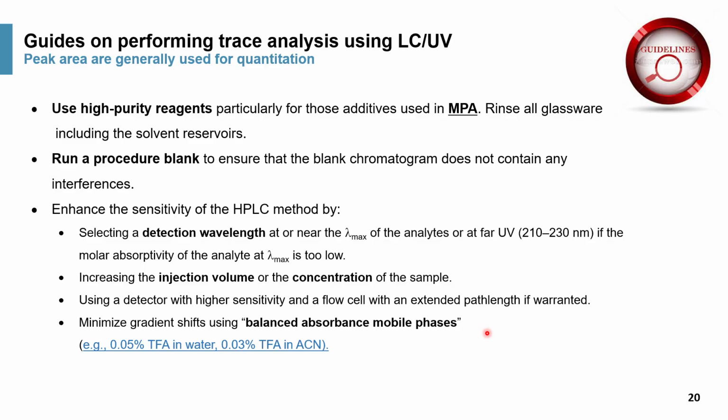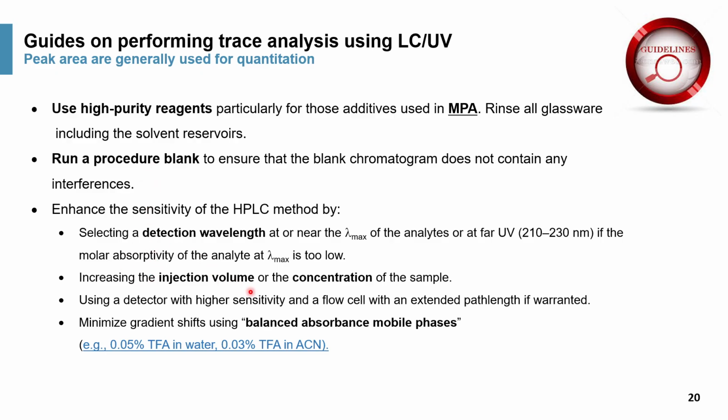Here are some guidelines on performing trace analysis using HPLC with UV detection. Use a high purity reagent. Particularly pay attention to mobile phase A. Rinse all the glassware, including the solvent reservoir, first. If it's contaminated, it would be a big problem. You should always run a procedural blank and make sure there are no interferences before you run your regulated sample.